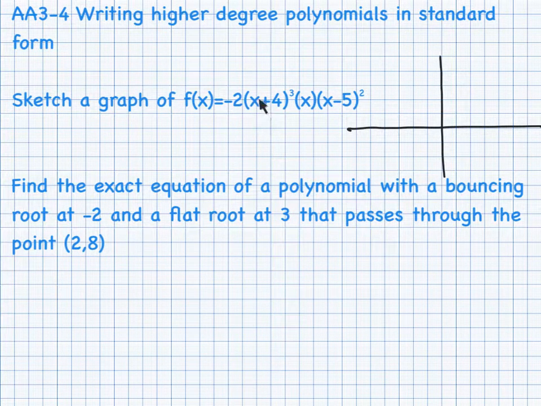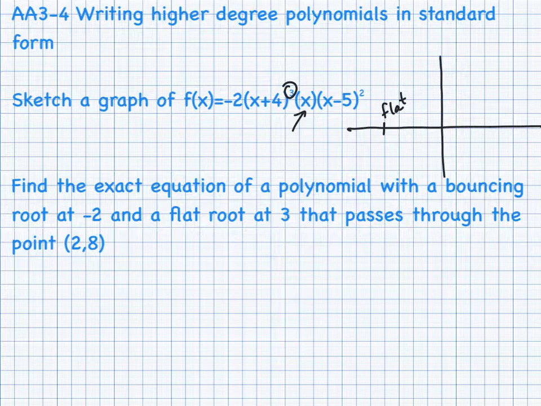So you look at your factors, x plus 4 to the third, x, and x minus 5 to the second. The root associated with x plus 4 to the third is going to be negative 4, so we put that there. And because of this 3, that is a flat root. For questions on that, see AA3-2.